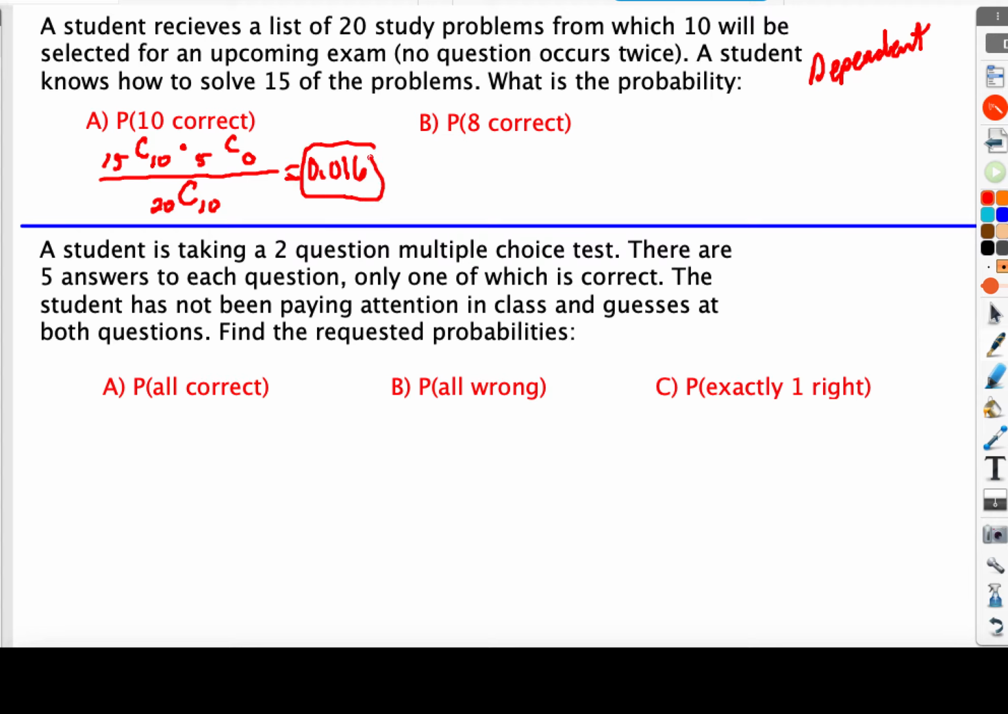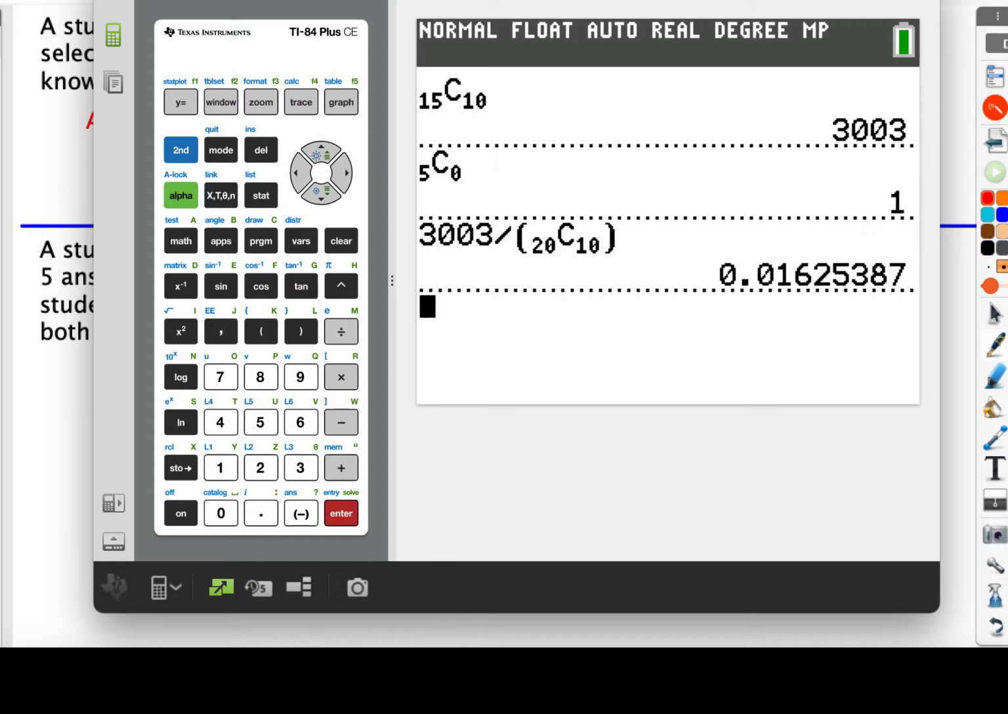Well, in that case, 8 correct is kind of the same idea. We're just basically going to take 15 choose 8 of them. We know 8. And at the same time, we've got to have 10 total questions. That means 2 of the questions must have come from the 5 we don't know. We're likely to get those wrong. So again, 20 choose 10 on the bottom. That's just all the possible exams. And we should very simply be able to go back to our calculator and calculate those numbers. Now I'm going to take advantage of a little copy paste here because I want 15 choose 8 this time.